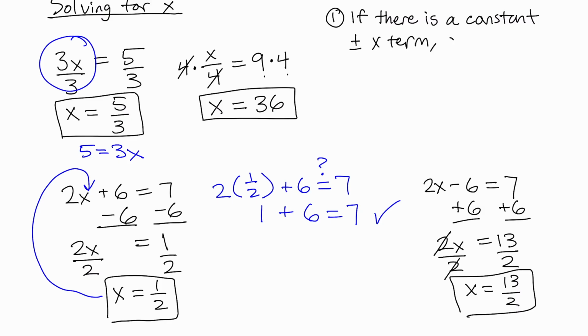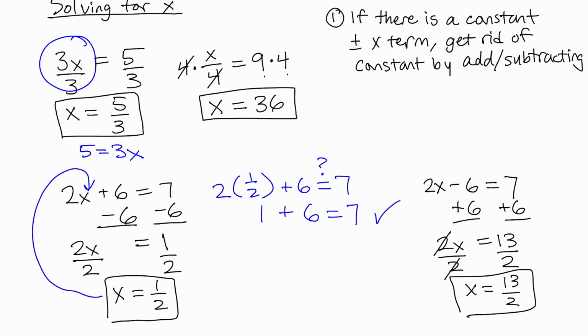then get rid of the constant by adding or subtracting. What do I mean by this? Well, the constant I'm talking about is the number on the same side as x that we're adding. So this term that is just a constant number, it doesn't have any letters like x or y or anything. And the x term is going to be the term with an x.